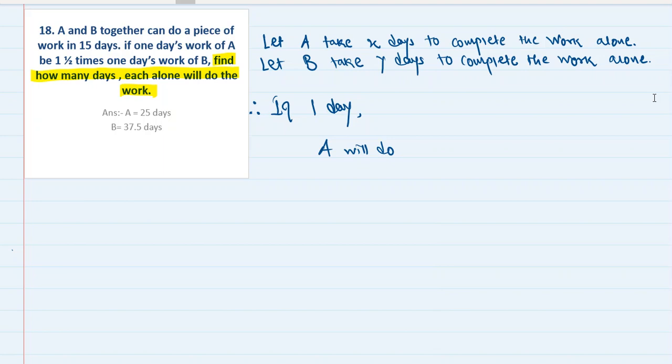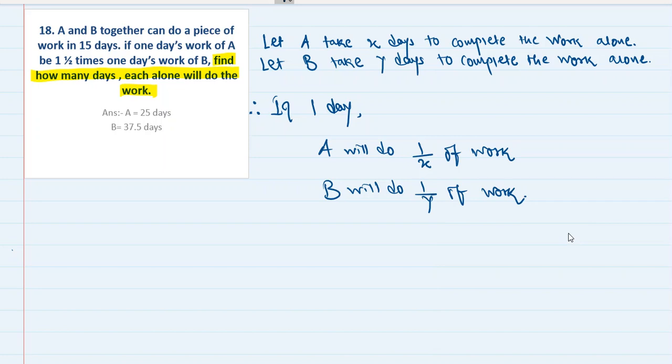So if A is taking X days to complete the work alone, then in one day A will do 1 by X of work, working alone, and B will do 1 by Y of work, working alone. You understand? You have to take the reciprocal of the total amount of days which are taken to complete the whole work alone. The reciprocal of the total amount of days will be 1 by X and 1 by Y.